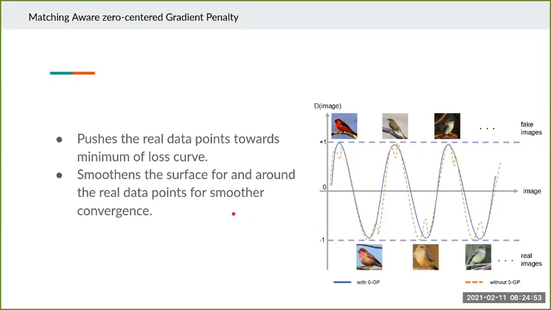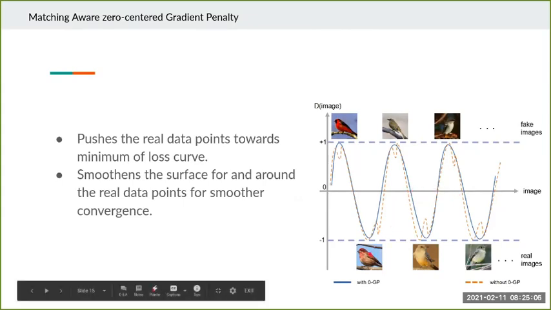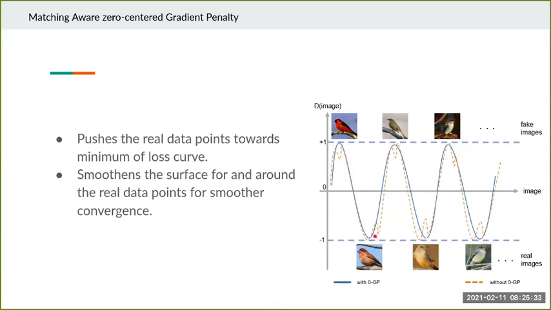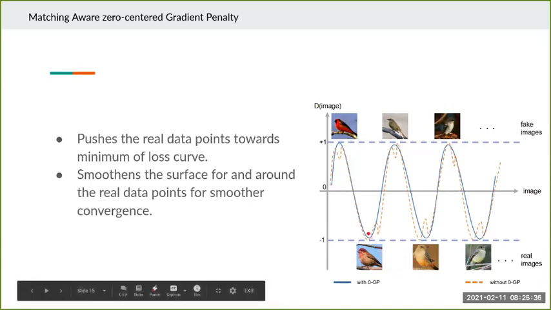Now, another change that they have introduced is the matching aware zero-centered gradient penalty. What it basically tries to do, if we take a simpler example where we have only one piece of information, that is real or fake images, is what has been shown here. For example, in the hinge loss, the range is from +1 to -1. So this penalty or regularization step tries to move the real images as close to the minima of the loss curve as possible. So all these are different minima for different images, and it tries to move these images to these minimum points. So that is one thing that this is trying to do.